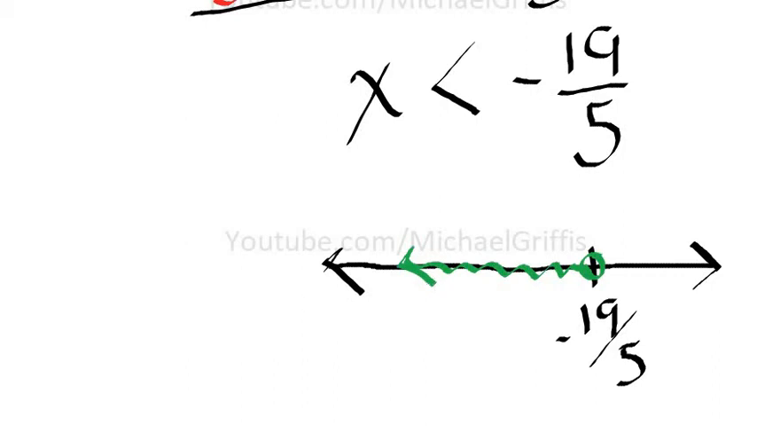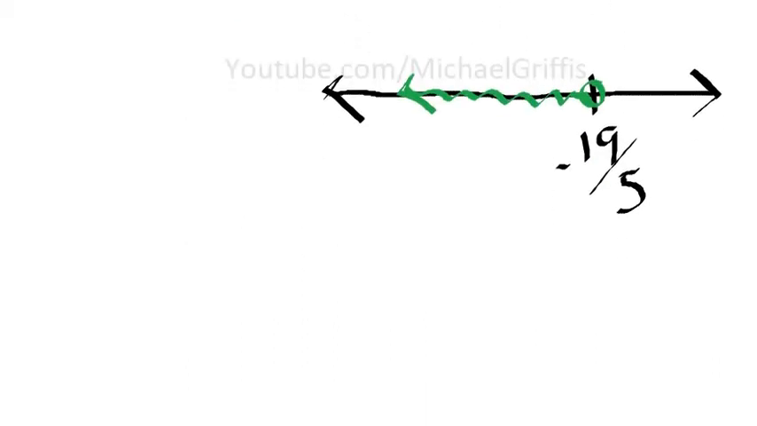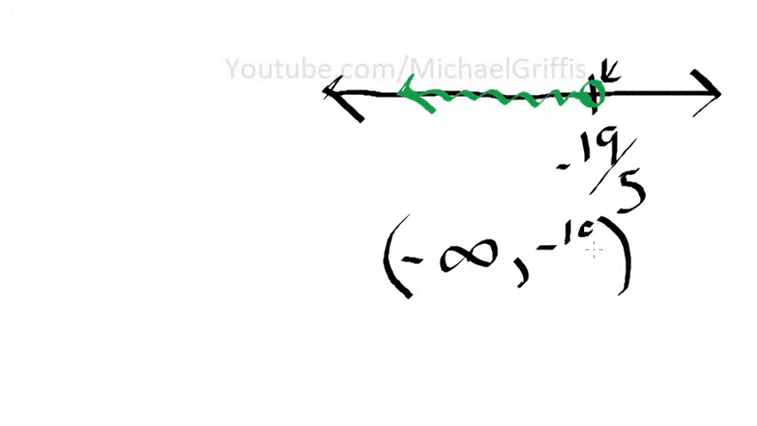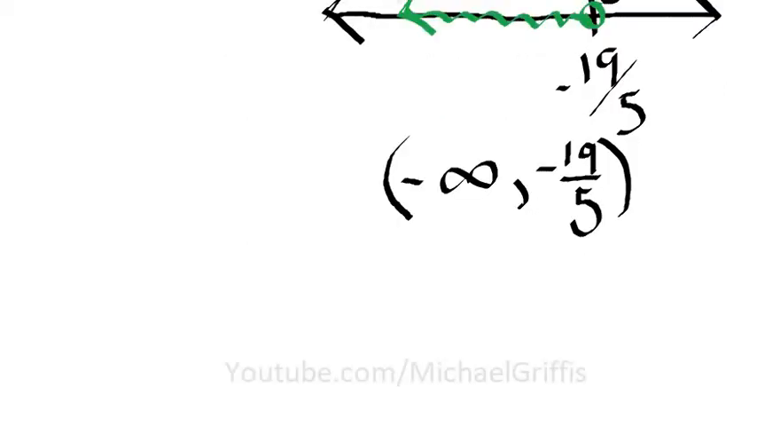And let's go ahead and write this in interval notation. I like to write this below. Okay, so we're going from negative infinity, and it doesn't include, because this is open here, negative 19 over 5. Okay, so that would be your interval notation.